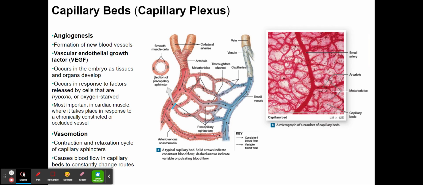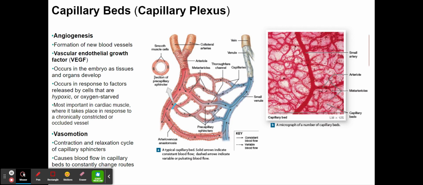Angiogenesis is the formation of new blood vessels from pre-existing vessels and occurs under the direction of vascular endothelial growth factor, or VEGF. Angiogenesis occurs in the embryo as tissues and organs develop. It may also occur at other times in body tissue in response to factors released by cells that are hypoxic, or oxygen starving. Clinically, angiogenesis is probably most important in cardiac muscle, where it takes place in response to a chronically constricted or occluded vessel.